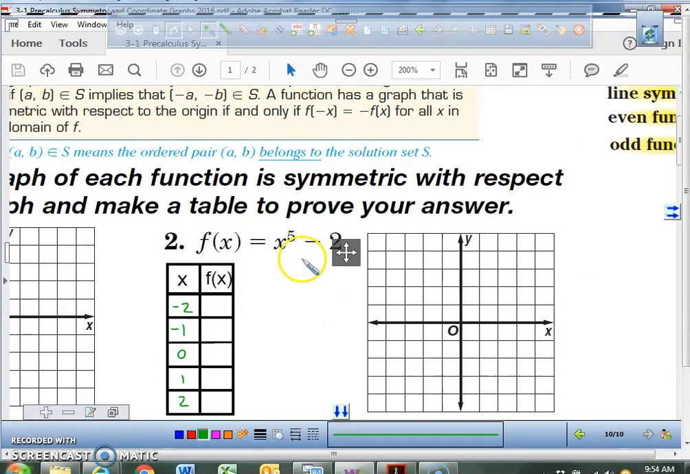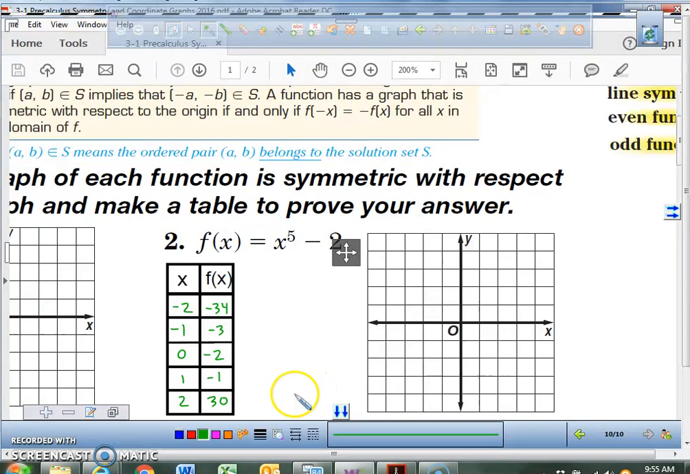This is f(x) = x^5 - 2. Tori, I want you to give me the corresponding y values to these x values. Negative 2, what does that become? Okay, negative 34. Negative 1? Negative 3. 0? Negative 2. And 1? Negative 1. And 2 goes all the way up to 30.